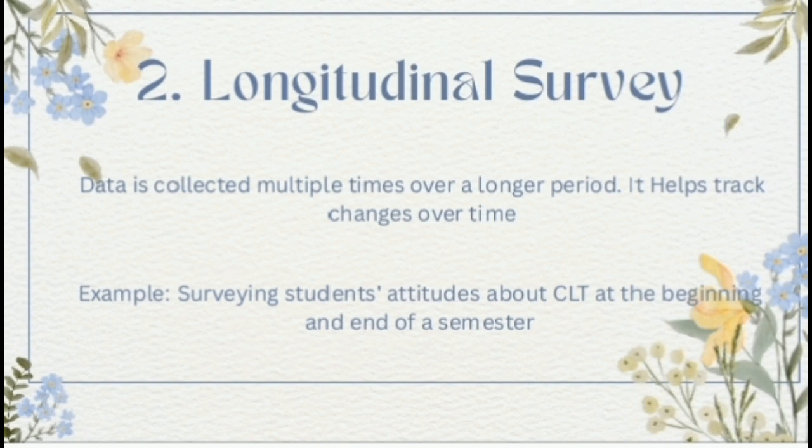Let's see an example: surveying students' attitudes about CLT at the beginning and end of the semester. Before the beginning of the semester we can distribute the survey forms to the students to ask about their attitudes about the CLT method. Then after the semester we conduct a survey in the classroom, distribute surveys, check their attitudes, and then compare both questionnaires or surveys to check the change.